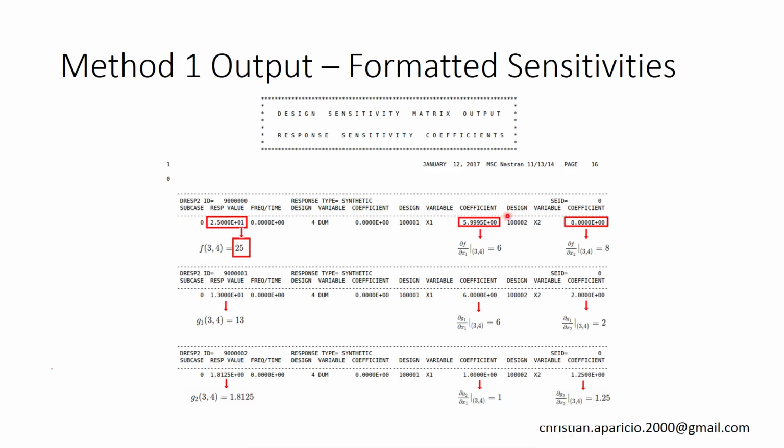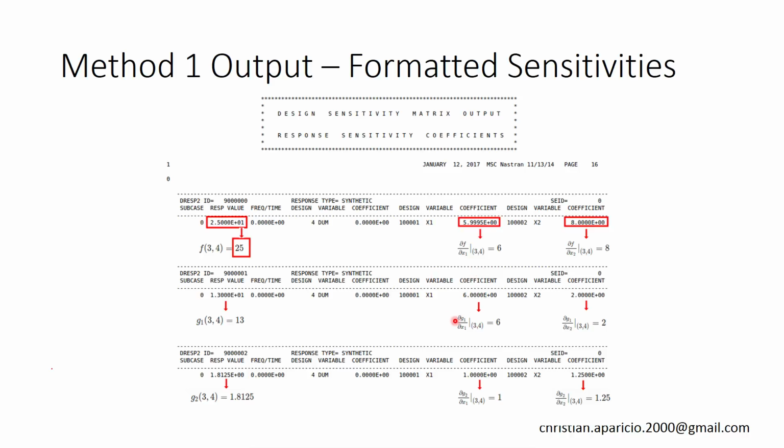After the second, we have the third column. The third column is indicated by these design variable coefficient lines. So here, design variable coefficient, design variable coefficient, and design variable coefficient. Under the second set of design variable coefficient, this is where we have the partial derivative of f with respect to x1 evaluated at 3, 4. Here the value is 6 from MSC Nastran, and here's the actual value, 6. So we're on par with our results.